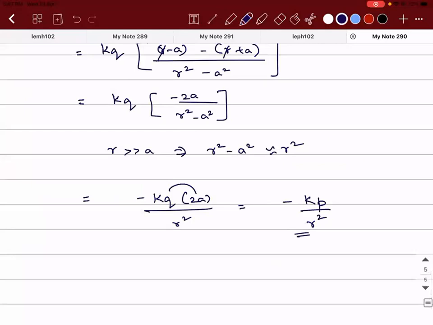Are you able to understand? If you take it on the left of the positive charge, what would have happened? It would have been plus Kp by R square. So there is not a standardized formula. Only the magnitude is standardized. But the minus or plus depends on which side you consider the point. Is that clear? Yes. Please make a note of it.